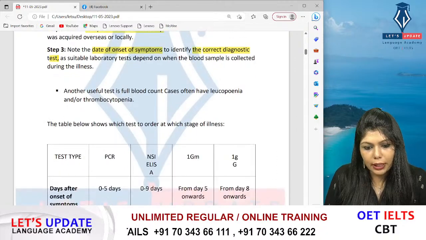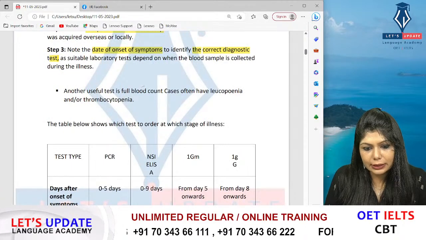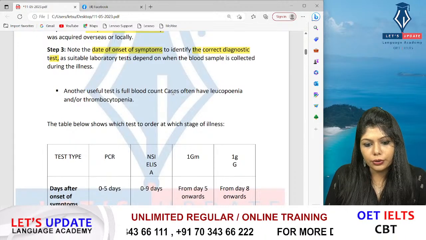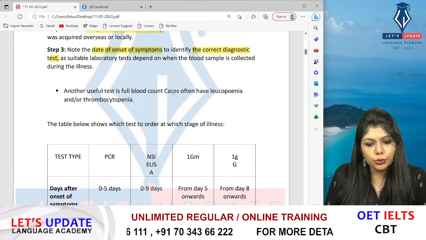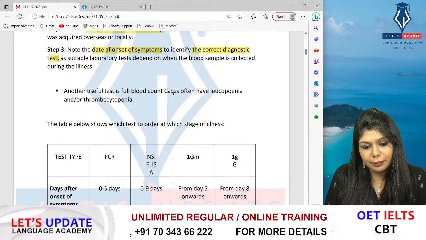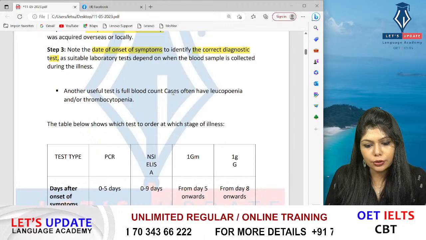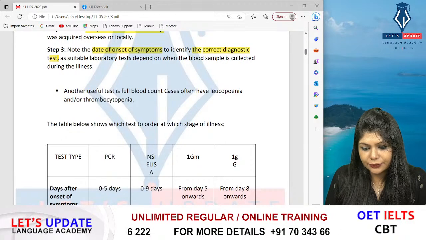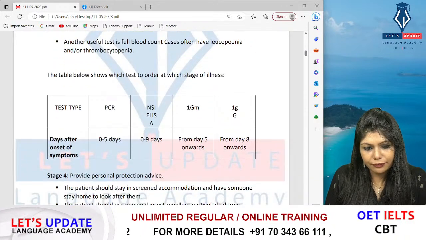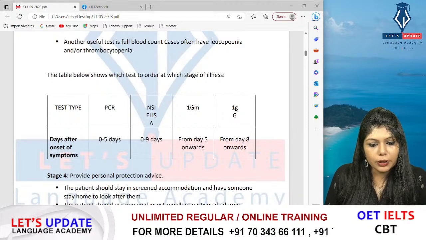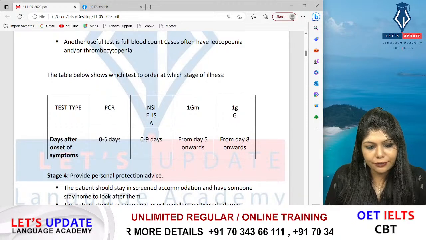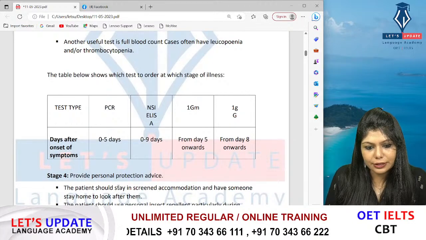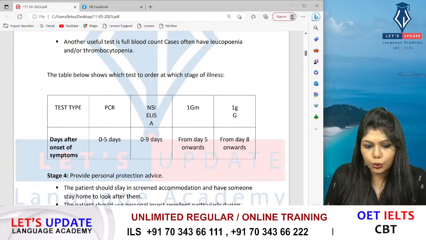Moving on, another useful test is the full blood count test. Cases often have leukopenia and or thrombocytopenia. So yeah, and then there is a table over there. The table below shows which test to order at which stage of illness. Okay, so you have a set of information over there in a table. So you have this test type and then days after onset of symptoms. So there are different test types and how many days after onset of symptoms. So those are also mentioned.